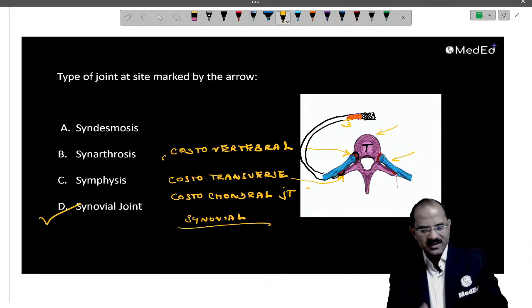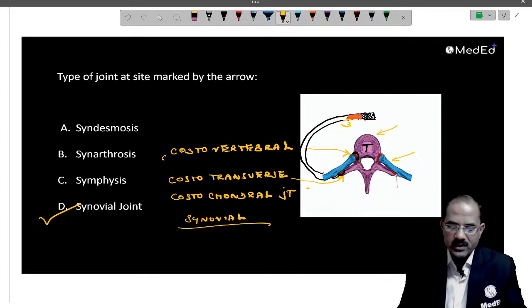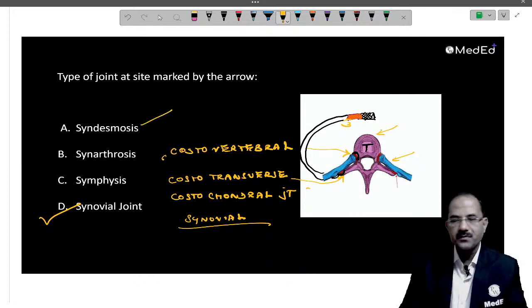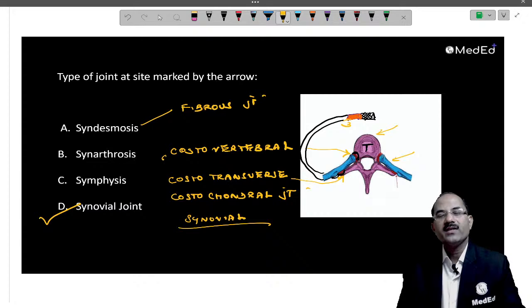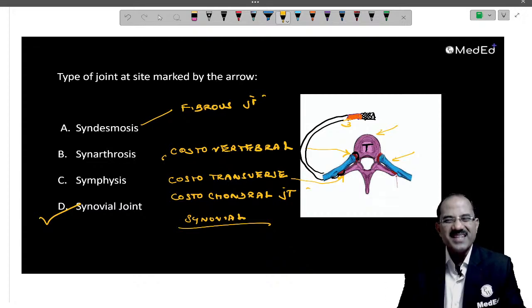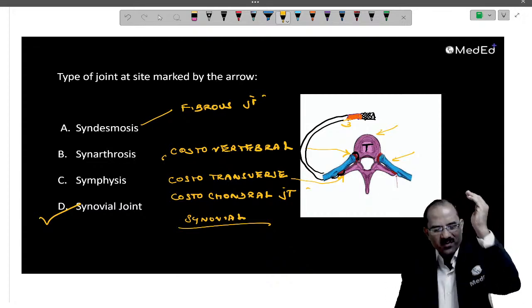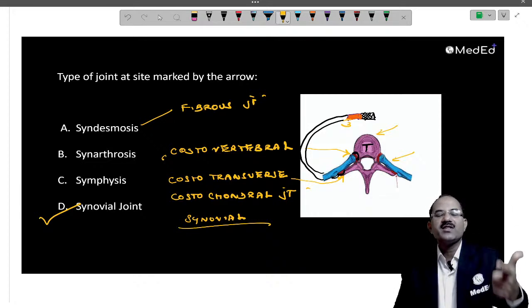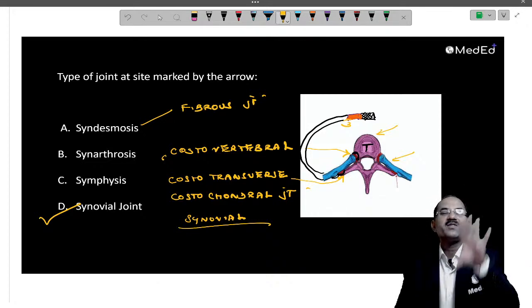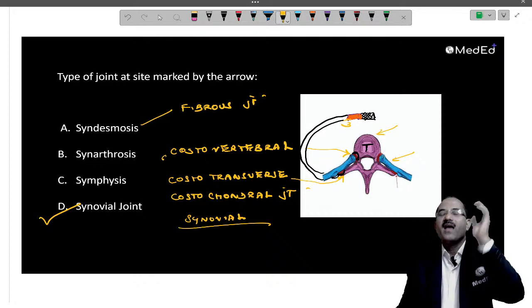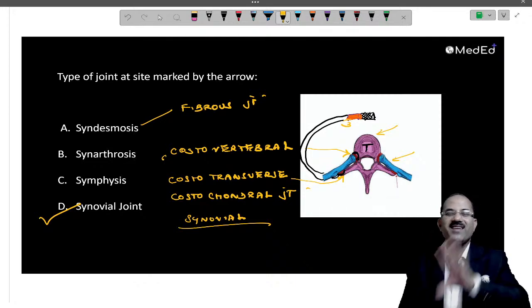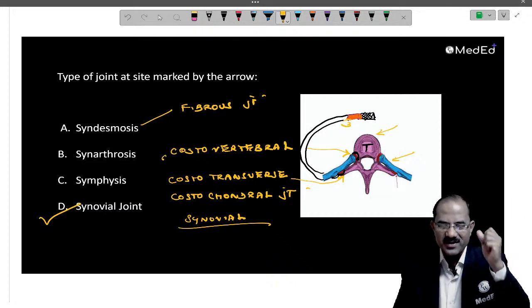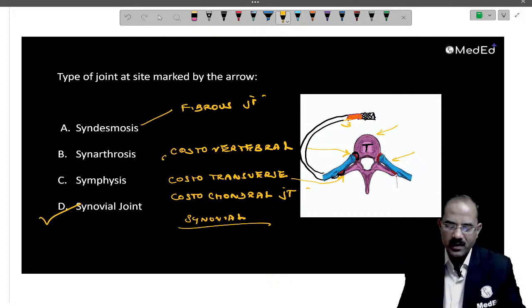Perfect. Can anyone tell me what is syndesmosis? Syndesmosis is a type of fibrous joint. Fibrous joints are of three types: sutures, syndesmosis, and gomphosis. What is an example of syndesmosis? The interosseous membrane between the radius and ulna, and between the tibia and fibula. So that's the syndesmosis.